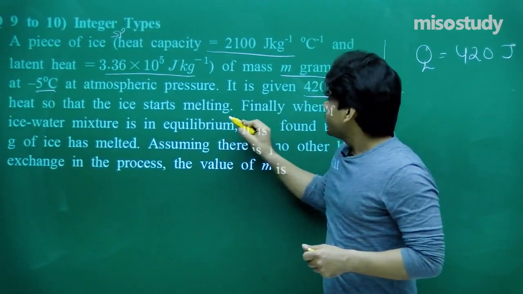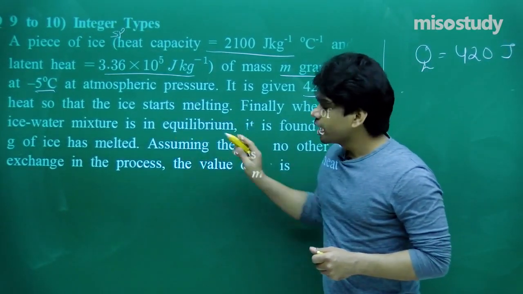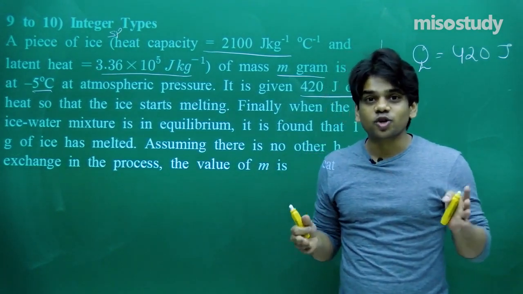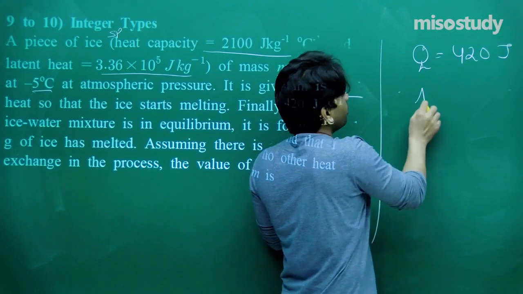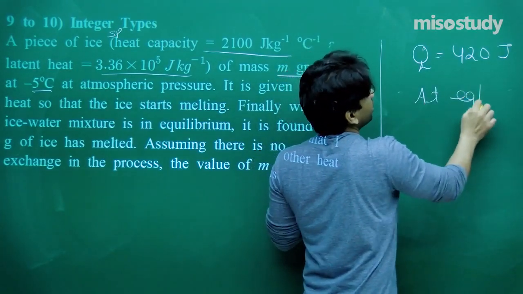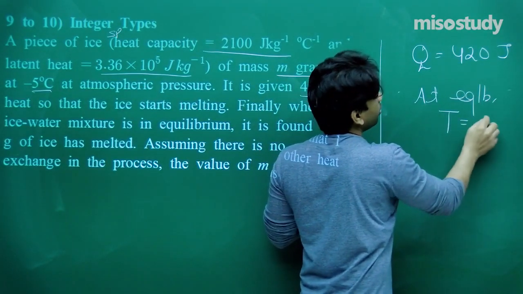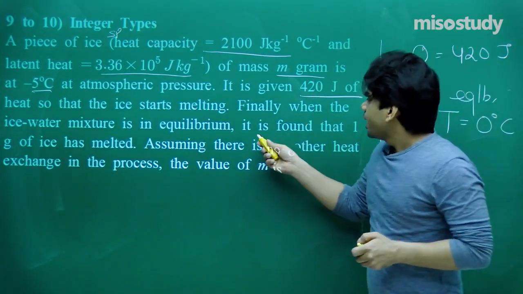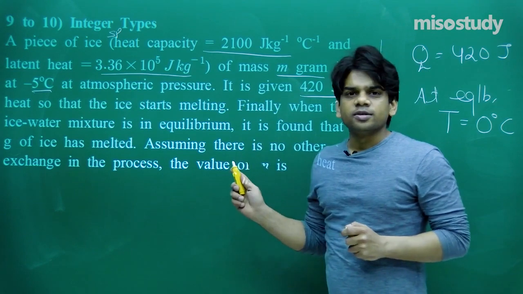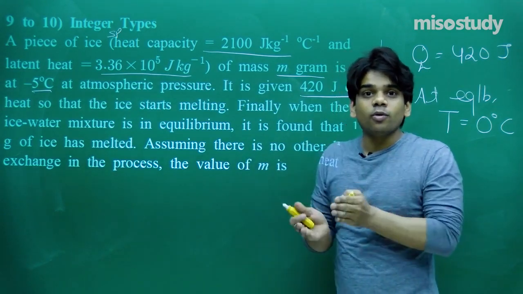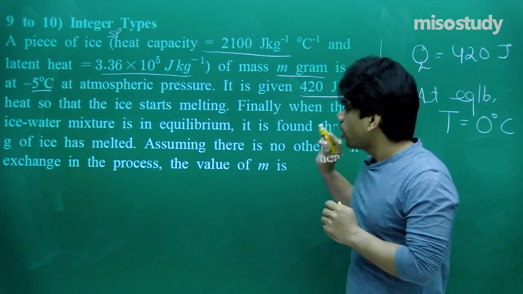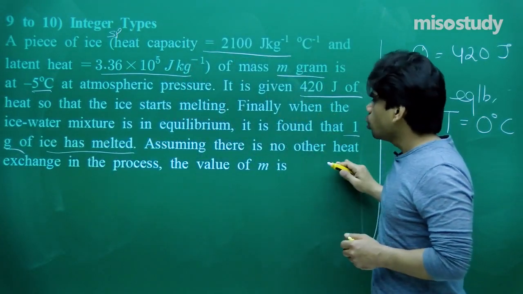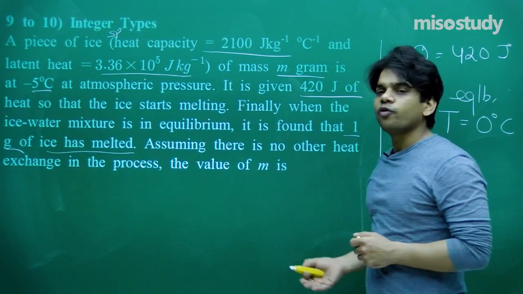So that the ice starts melting finally when the ice water system is in equilibrium. Now the ice water system is in equilibrium, that can be attained only when the temperature is 0 degrees Celsius. So at equilibrium, the temperature will be equal to 0 degrees Celsius. That is what we can comment. It is found that 1 gram of ice has melted, that is, 1 gram will be converted into water. So this data is also important. Next thing, assuming there is no other heat exchange in the process, the value of m is.